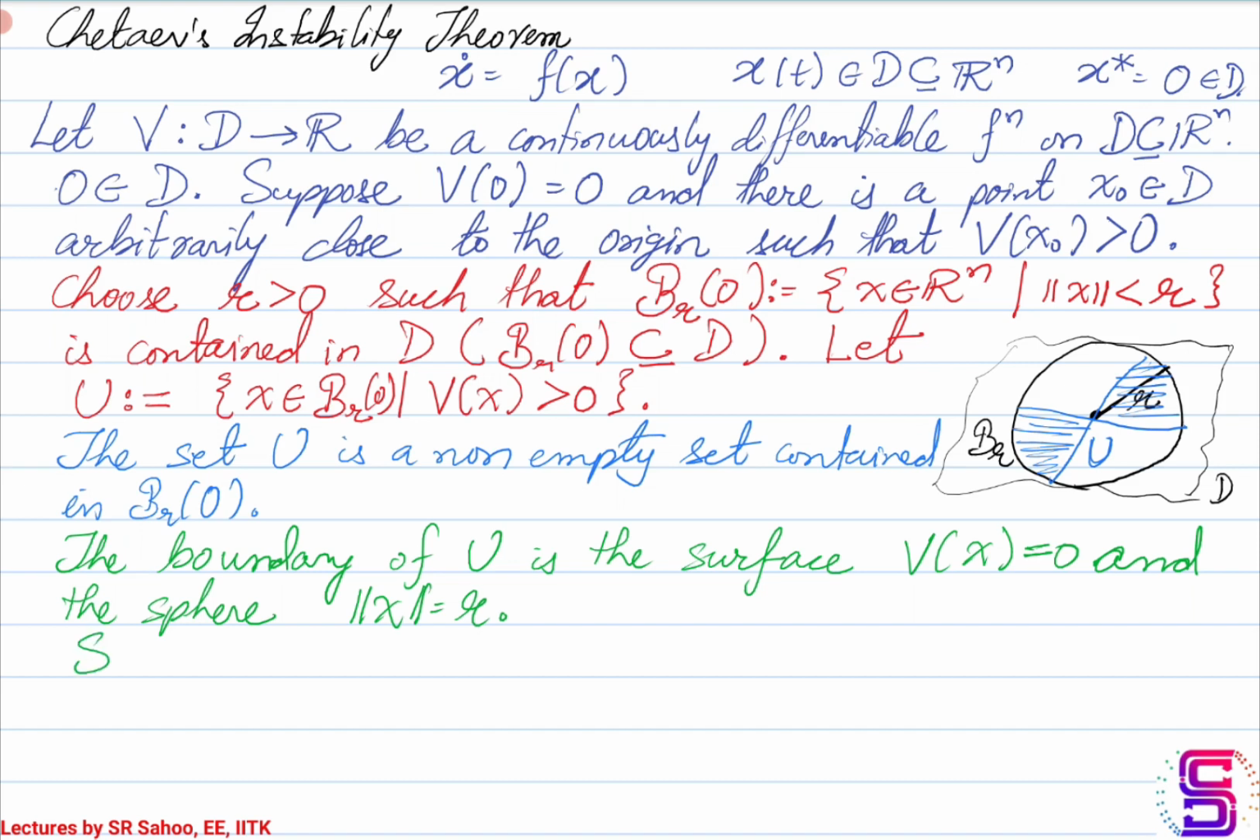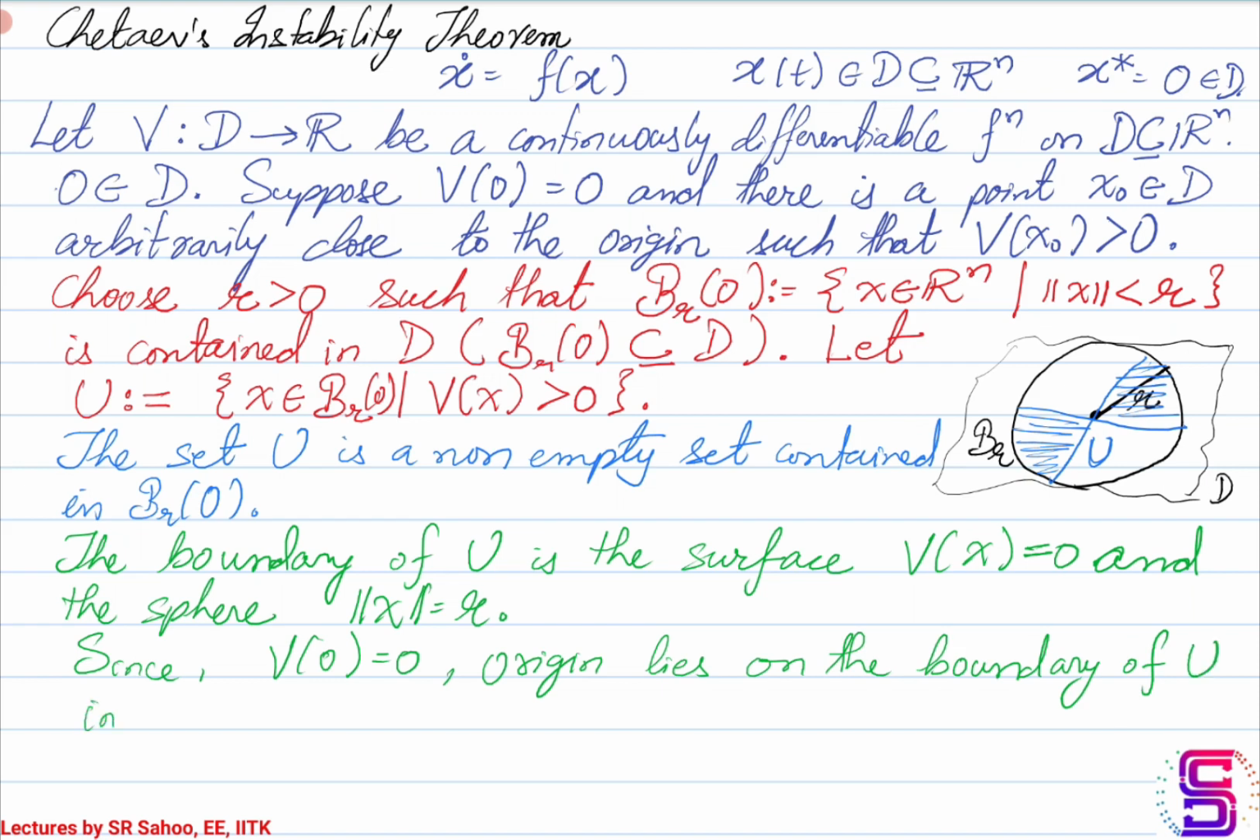Also, since V of 0 is 0, the origin lies on the boundary of U, but very well inside the ball BR.